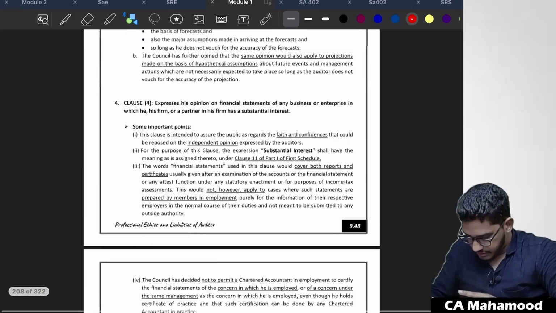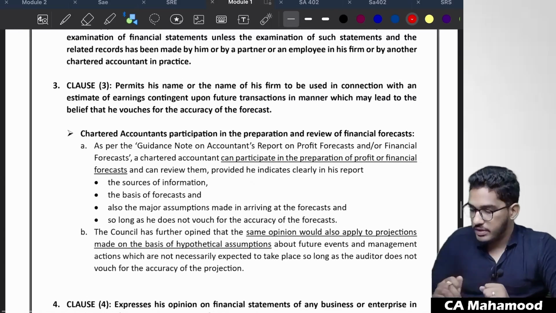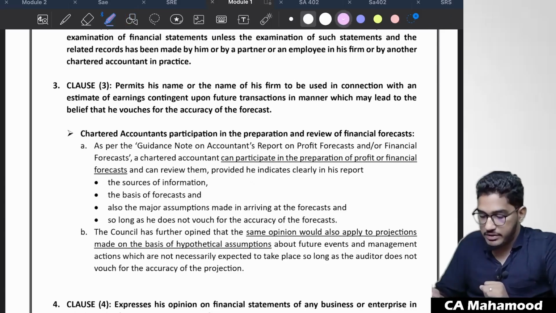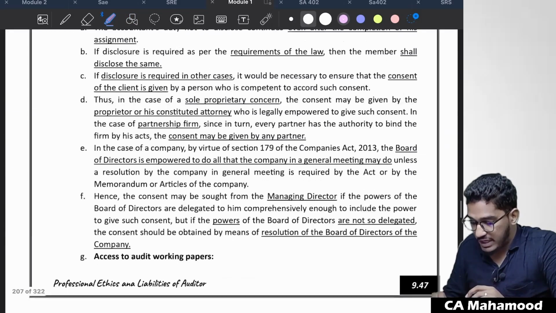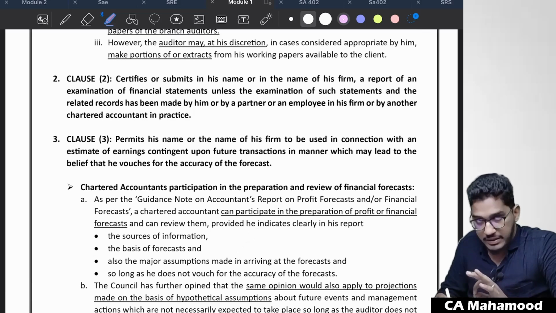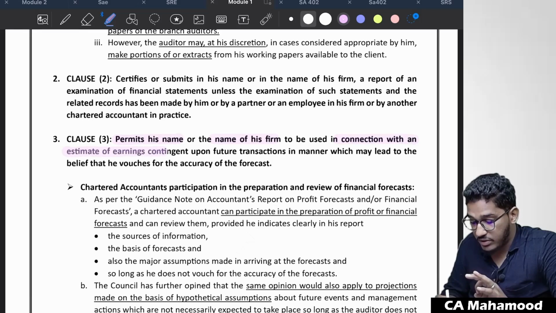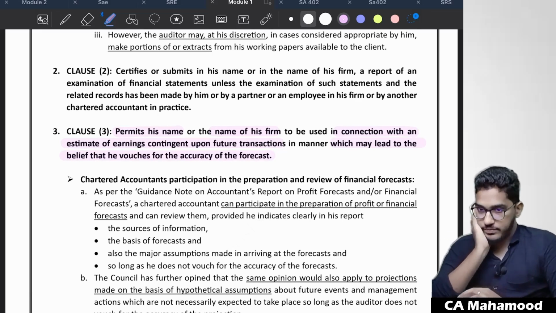This is the second schedule. In the second schedule, come to clause 3. So now we have to do a little bit of linking with the professional ethics. Let us see here. If you read clause 3 of part 1 of the second schedule, it says that if you are a chartered accountant in practice, if you permit your name or the name of your firm to be used in connection with an estimate of earnings which are contingent upon future transactions in a manner which may lead to the belief that he vouches for the accuracy of the forecast.